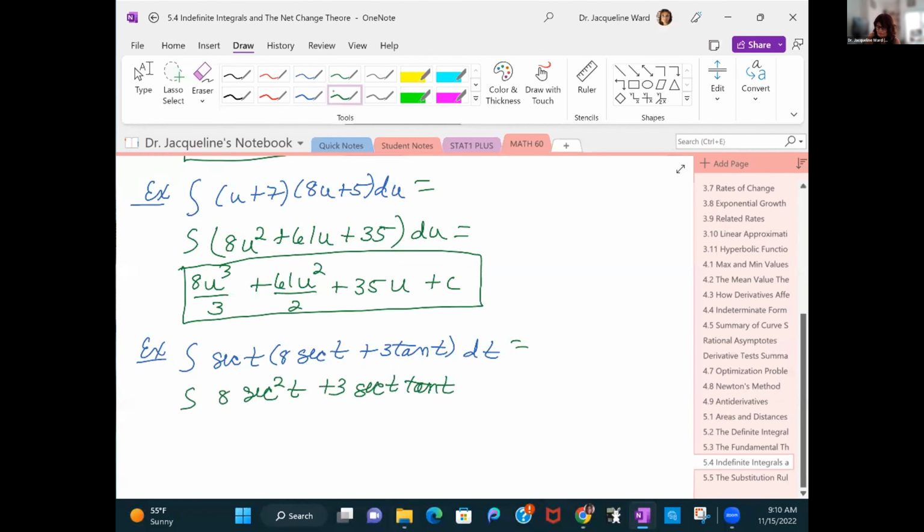And it's customary to leave the coefficients, the numbers, out in front. And so the derivative of tan is secant squared. So here I get 8 tan t. And the derivative of secant is secant tan. So I get 3 times secant t, plus the constant.